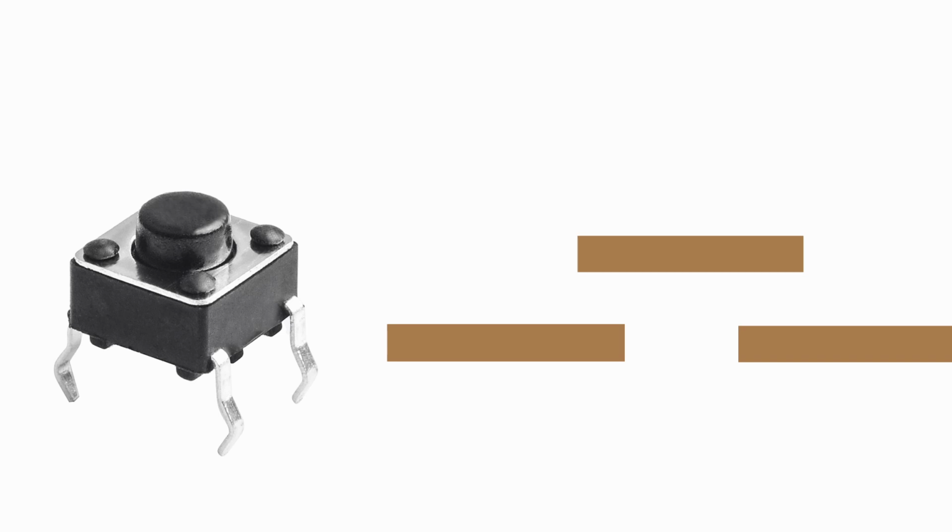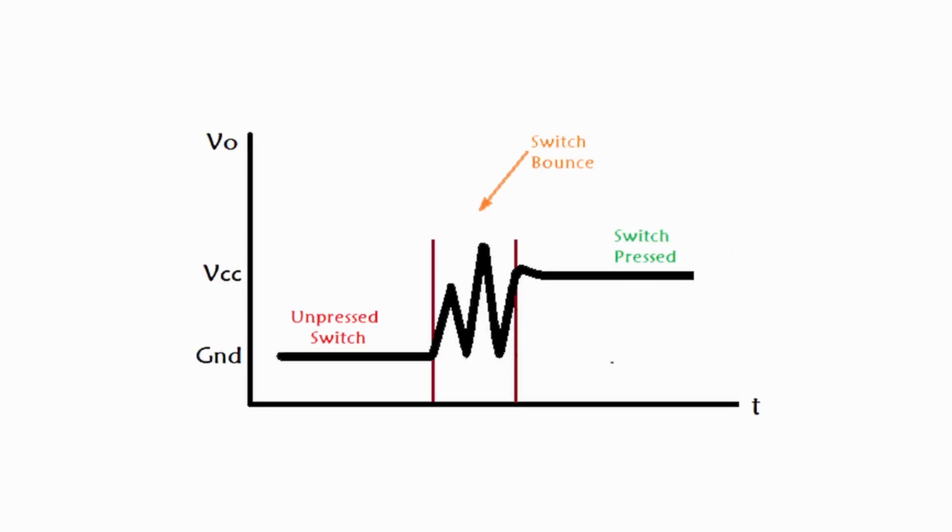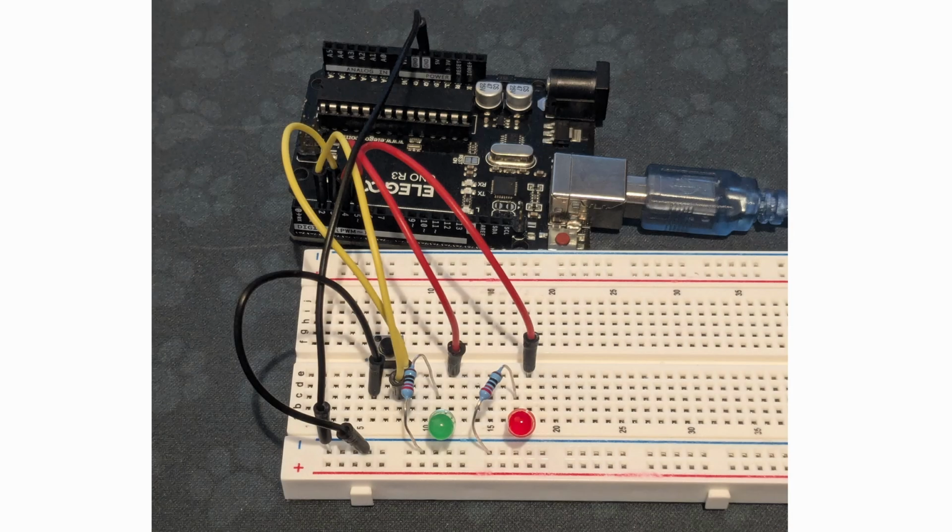When you press a button, the open circuit inside becomes closed, right? So that the current can flow through it. But the circuit doesn't always close perfectly cleanly. Sometimes it can bounce, which is going to be causing extra on-off inputs. This can be an issue if we're making a button counter, for example.